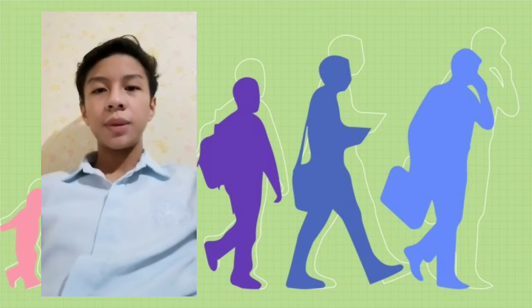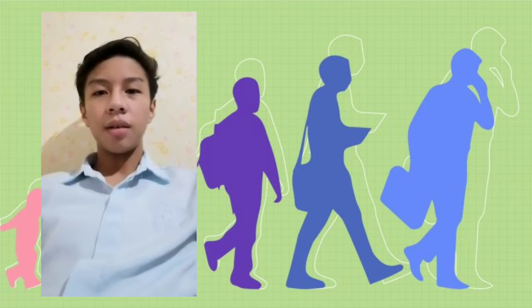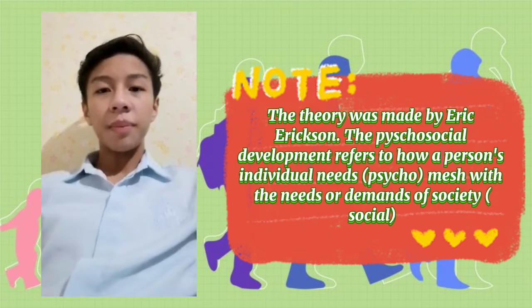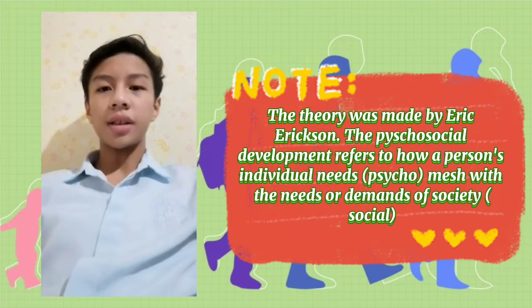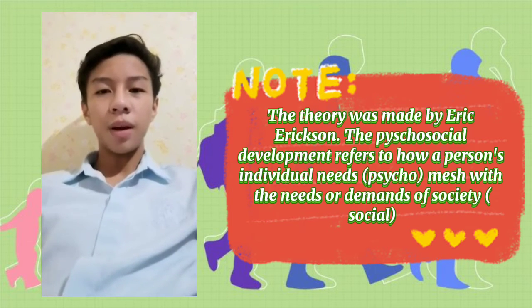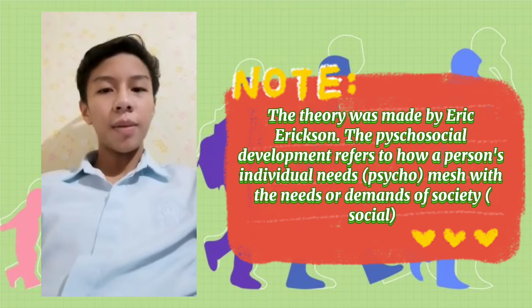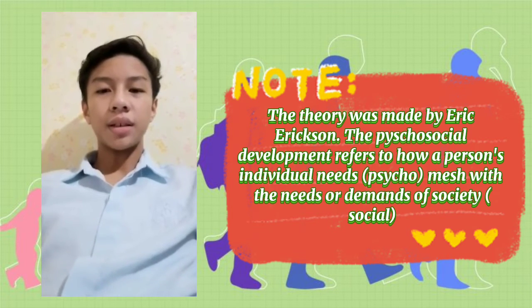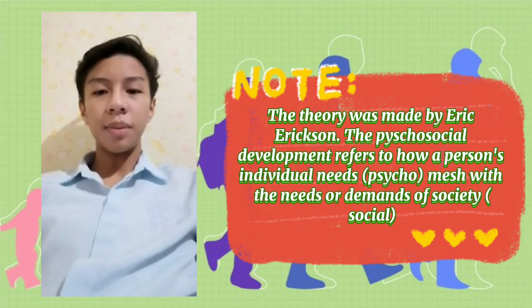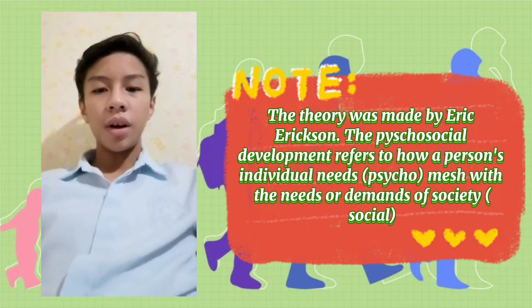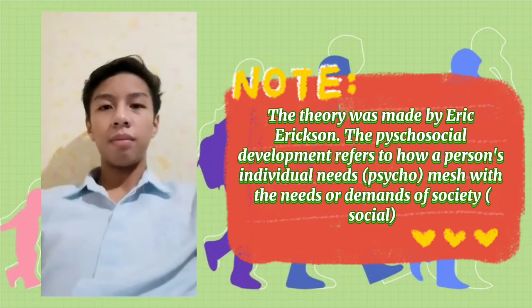Let's start first with psychosocial development. The theory was made by psychologist Erik Erikson. According to Erikson, a person passes through 8 developmental stages that build up on each other. At each stage, we face a crisis. These 8 developmental stages are called psychosocial development. It refers to how a person's individual needs mesh with the needs or demands of society.